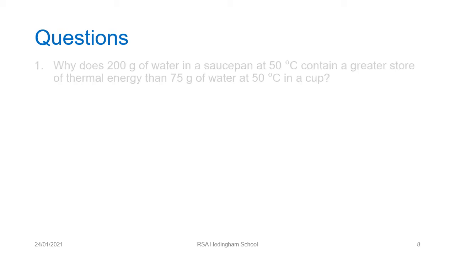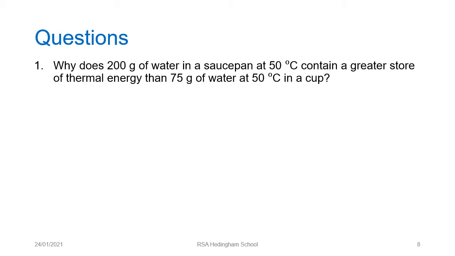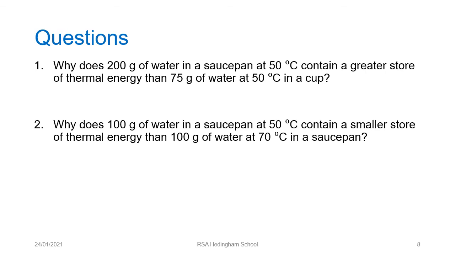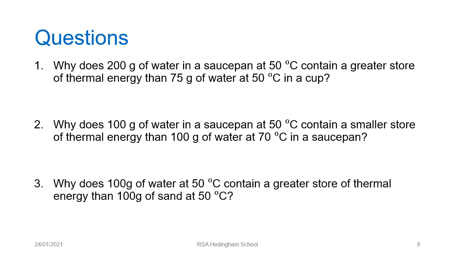Okay, three questions on thermal energy. Why does 200 grams of water in a saucepan at 50 degrees C contain a greater store of thermal energy than 75 grams of water at 50 degrees C in a cup? Secondly, why does 100 grams of water at 50 contain a smaller store of thermal energy than 100 grams of water at 70 C? And thirdly, why does 100 grams of water at 50 contain a greater store of thermal energy than 100 grams of sand at 50?